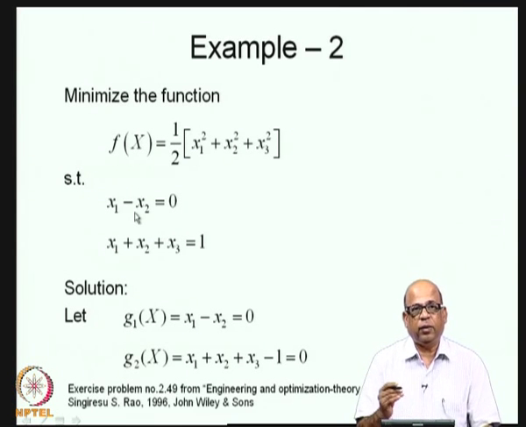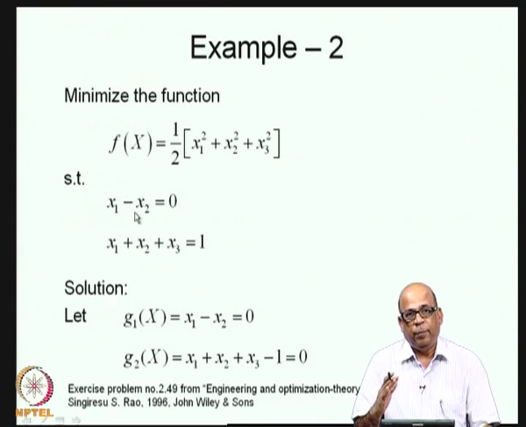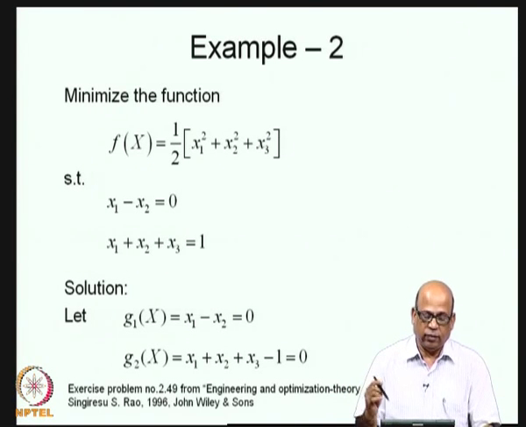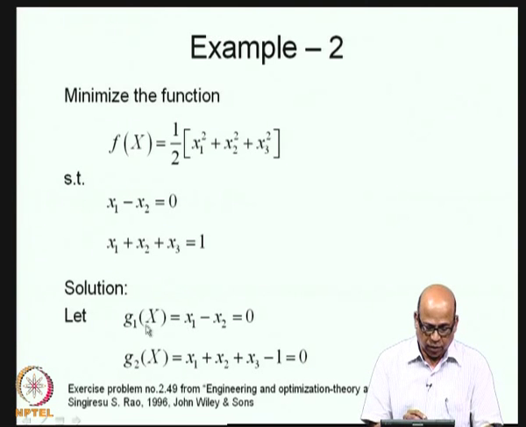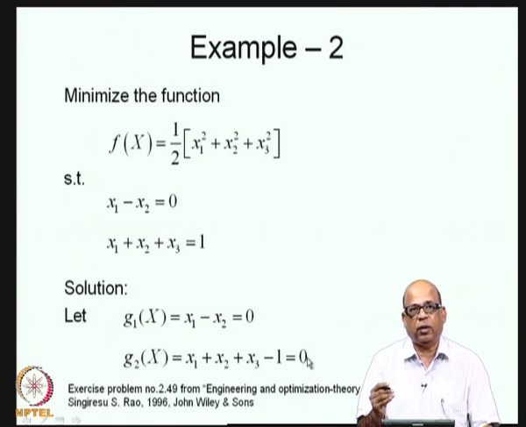So, first, as I said, make the constraints of the form g j of x equal to 0. So, make the right hand side equal to 0 for the constraints. So, x 1 minus x 2 is equal to 0 is the first constraint, x 1 plus x 2 plus x 3 minus 1 is equal to 0 is the second constraint. So, this is the first step. We just express the constraints in the form g j of x equal to 0.